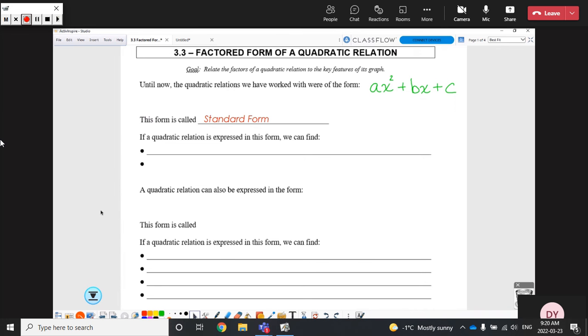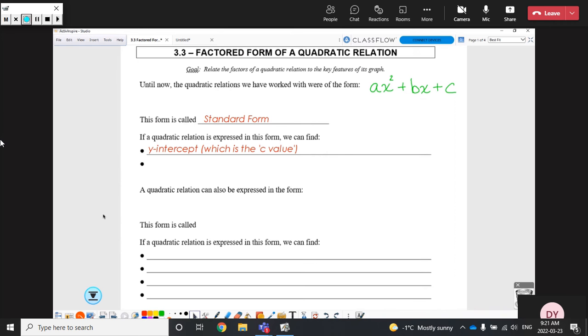And each form has pros and it also has cons based on what you're looking at. So standard form. We love standard form because that c value there, that ax squared plus bx plus c, that c value is always the y-intercept. It always is. It's great. If you're ever looking, hey, what's the y-intercept? Boom, there it is in standard form.